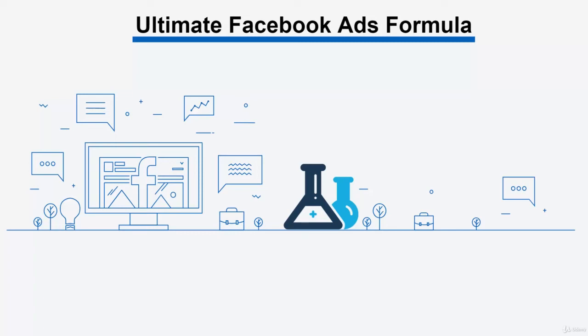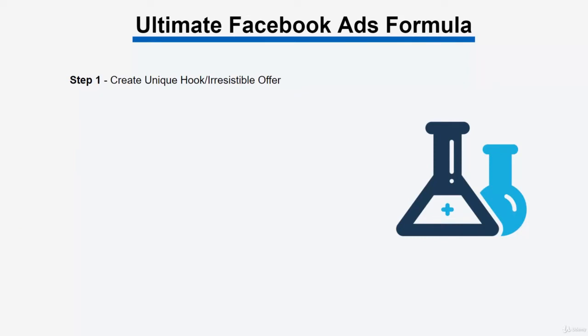In this video, we're going to go over the local business Facebook ads formula. So this is a 6-step process that we're going to be following to launch our ads. Now I'm going to walk you through each step in detail. So the very first step is to create a unique hook or irresistible offer.